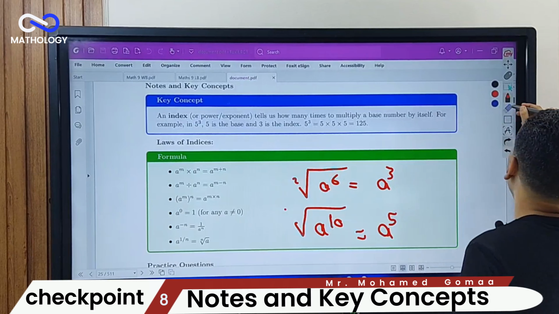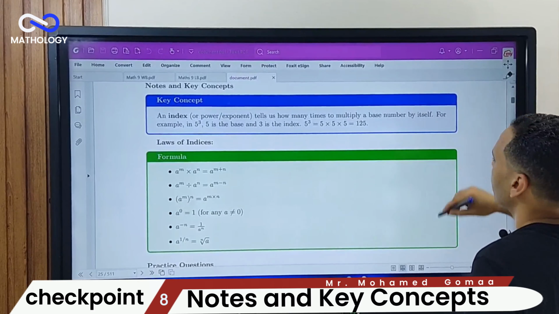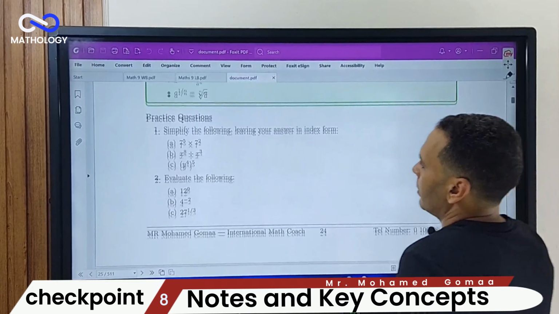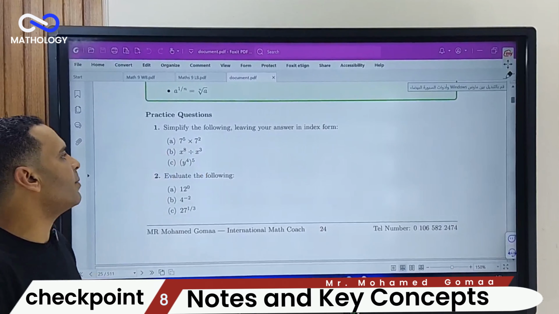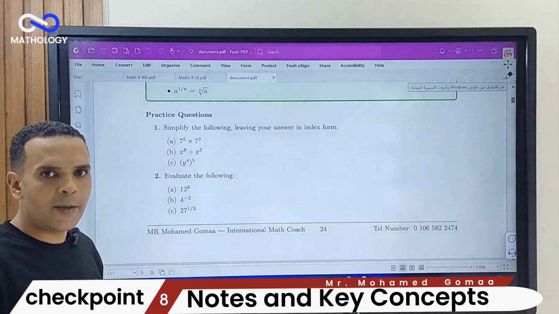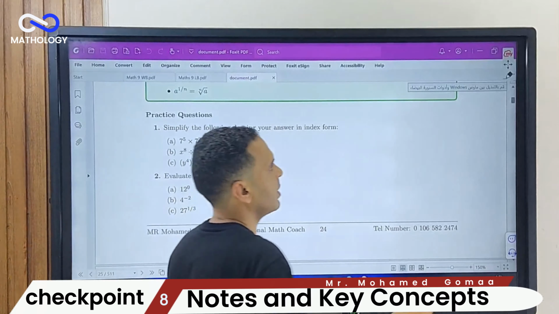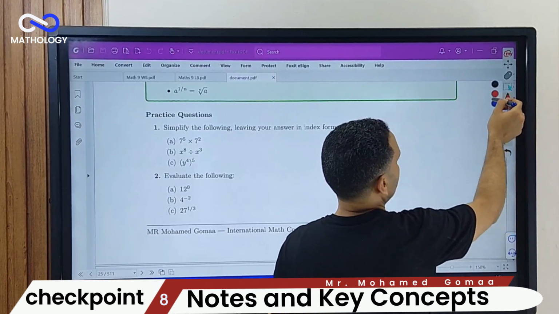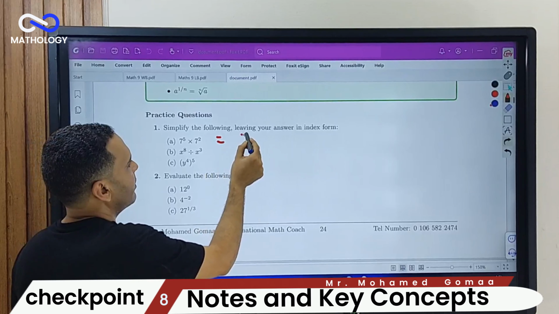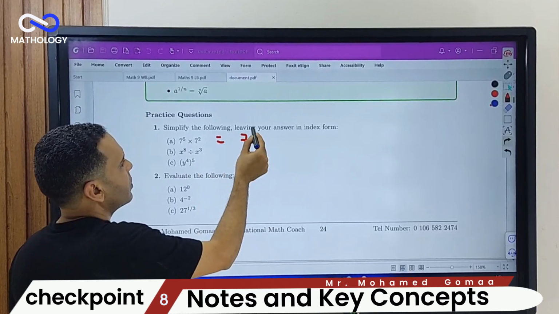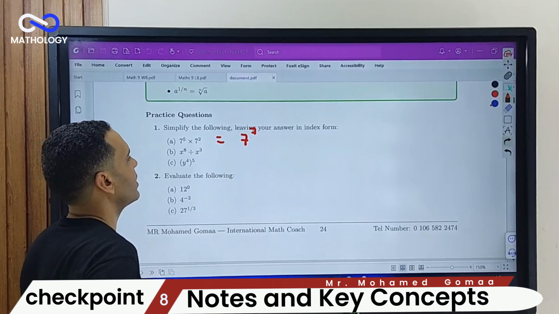Let's go over the examples like this one. 7 to power 5 multiply 7 to power 2. Here we have like bases. So keep the same base, which is 7, and add the powers. 5 plus 2 equals 7. It will be 7 to power 7.